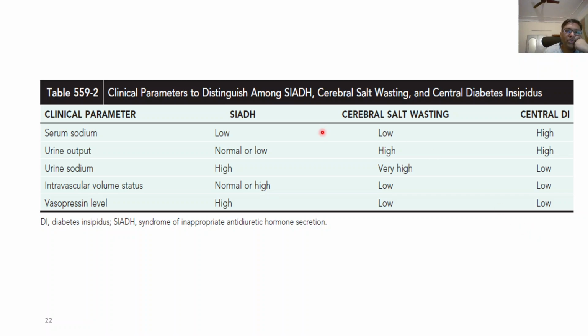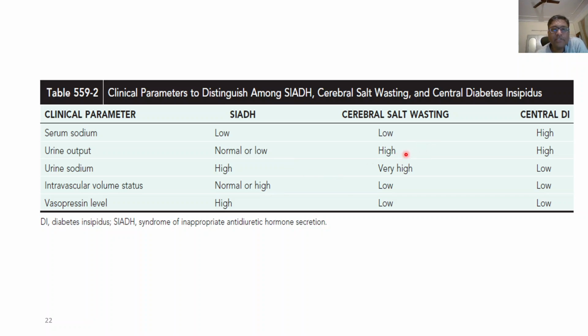So the clinical parameters to distinguish among these three common problems that we see, that is SIADH, cerebral salt wasting, and central DI: SIADH is a hyponatremic disorder. Salt wasting is also hyponatremic. These two are separate, and central DI is a hypernatremic condition. In SIADH, serum sodium is low. In cerebral salt wasting, serum sodium is also low. Urine output here will be normal or slightly lower. In cerebral salt wasting, it will be high.